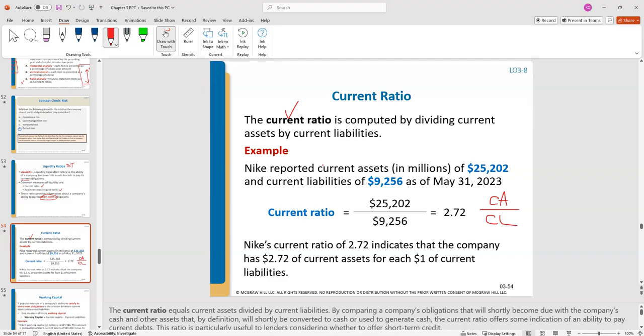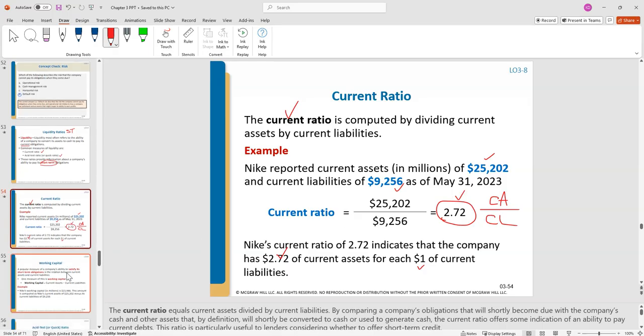So we have an example here, right? We have Nike, they reported current assets of 25 and current liabilities of 9. Hey, our current ratio is 2.72, which basically indicates that the company has $2.72 of current assets for each $1 of current liabilities. That's a good thing, right? For every dollar I owe, I have $2 in short-term stuff. I can definitely pay it off as it comes due. All right, so that's the first one, the current ratio.